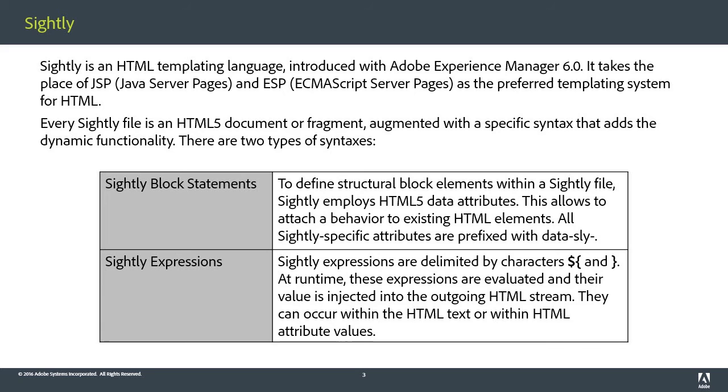Sightly-specific syntax is expressed either within a data attribute or within HTML text. Sightly has two types of syntaxes. Sightly block statements are custom data attributes added directly to existing HTML. Sightly expressions are used to access data structures that provide the dynamic elements of the HTML output.